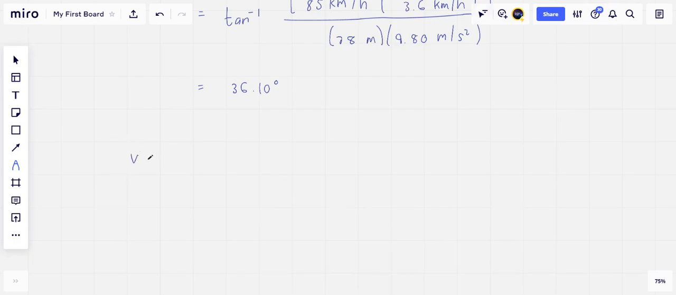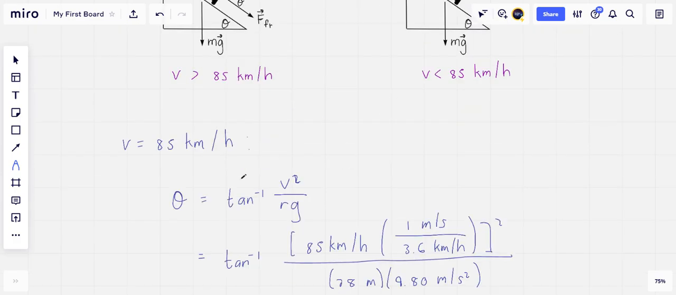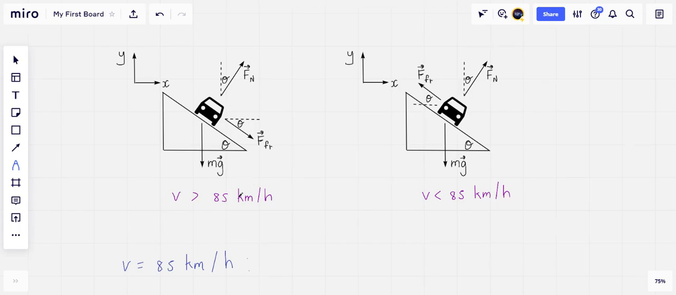If we drive at a higher speed, v is greater than 85 kilometers an hour, and the radius remains constant, that means more centripetal force will be required than is present by the normal force alone. The extra centripetal force will be supplied by a force of static friction, which is downward along the incline, as we can see in the first free body diagram. Now we can write Newton's second law in both the x and y directions, and the car will have no acceleration in the y direction and centripetal acceleration in the x direction.